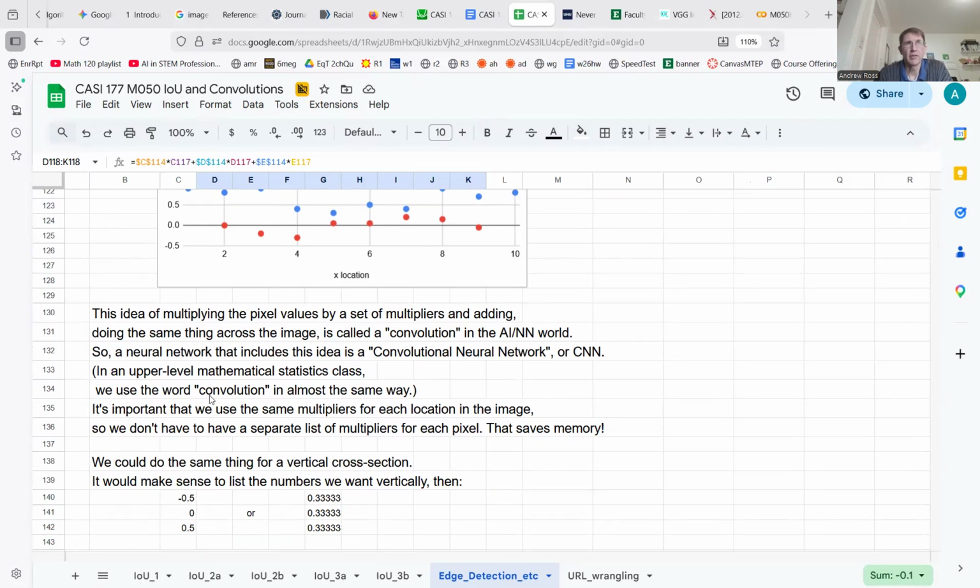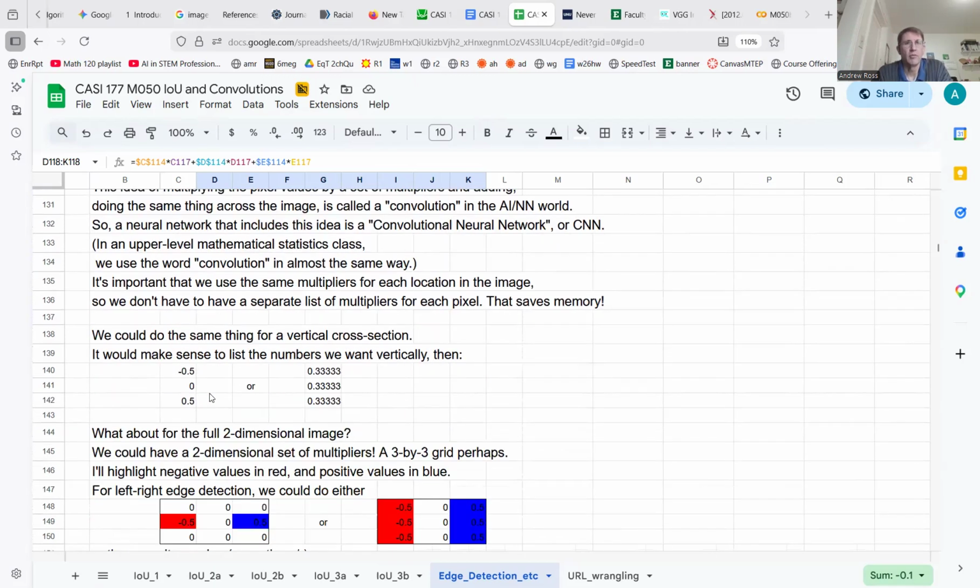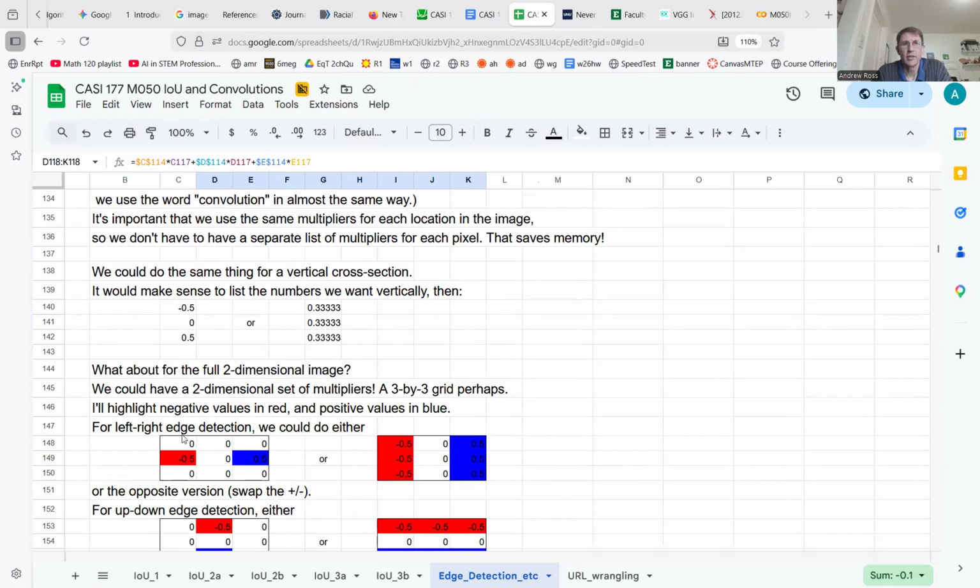But then we might think, well, images are actually two-dimensional, not just a left-right cross-section or an up-down cross-section. So then we might want a two-dimensional set of multipliers, which would be like a 3 by 3 grid of multipliers. I'll highlight the negative values in red and the positive values in blue. So if we're doing left-right edge detection like we were doing before, we might want a grid that's mostly 0, but with a negative 0.5 on the left middle and a positive 0.5 on the right middle.